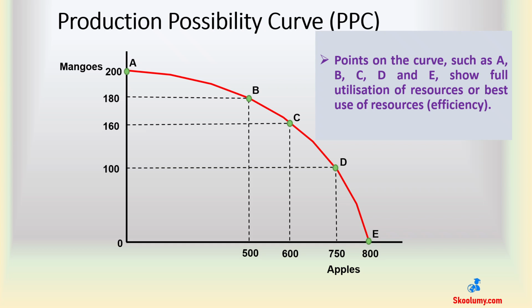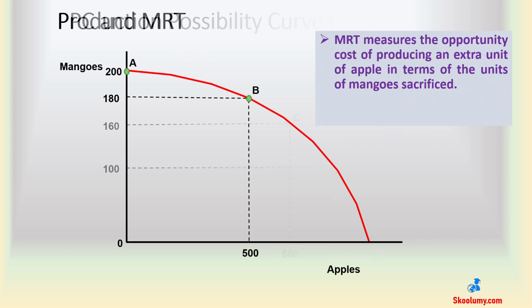When an economy is operating on the production possibility curve, resources have been fully utilized. On the PPC, points A, B, C, D, and E show the full utilization of resources, or the best use of resources. This is also known as efficiency. If an economy that operates on the PPC wants to produce an additional unit of a good, more resources have to be allocated to its production at the expense of another good.